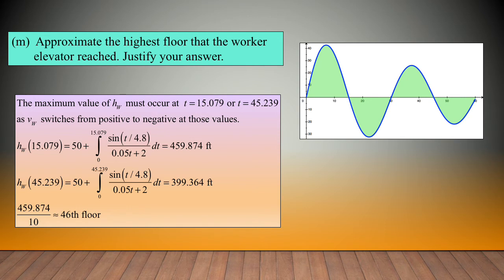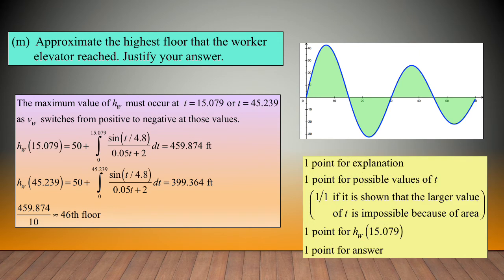The value of that is 50 plus the integral from 0 to 15.079 of sine of t over 4.8, all divided by 0.05t plus 2, and we get 459.874 feet. We can also do the same thing for 45.239, and we get 399.364 feet. So therefore, the maximum height of our worker elevator is 459.874 feet, and we divide that by 10 and realize that it gets just about to the 46th floor.